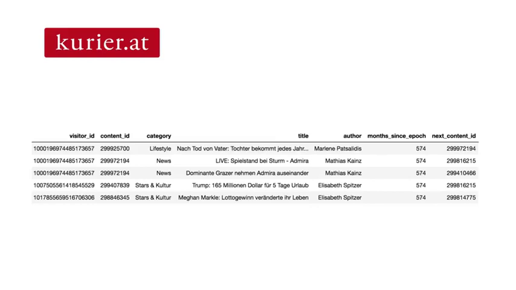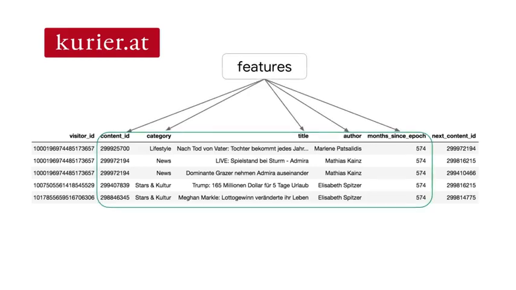After some SQL queries, we can clean up the initial table and create the following dataset that we will use for training our recommendation model. Each row of this dataset corresponds to a single visitor interaction with the website. The input features of our recommender model pertain to the features of the current article being read. For example, we'll use the current article content ID, an ID that corresponds to a single article, and the category, title, author, and newness of the current article.